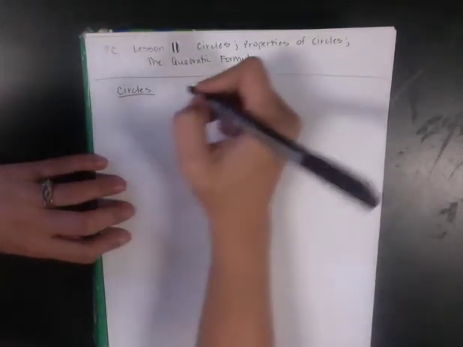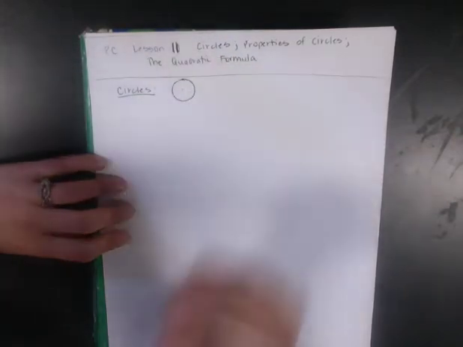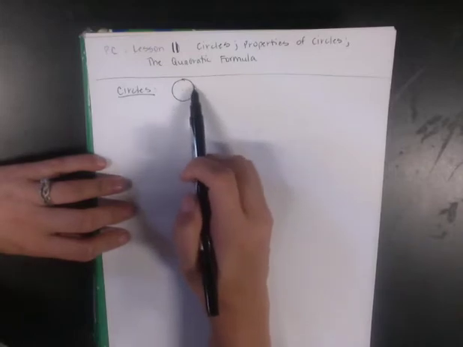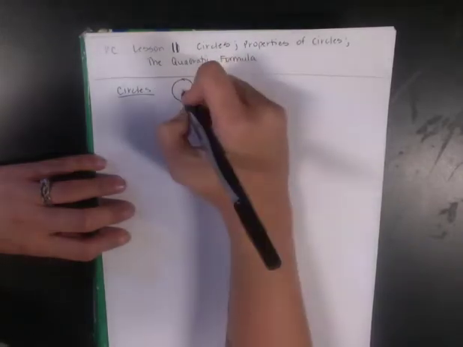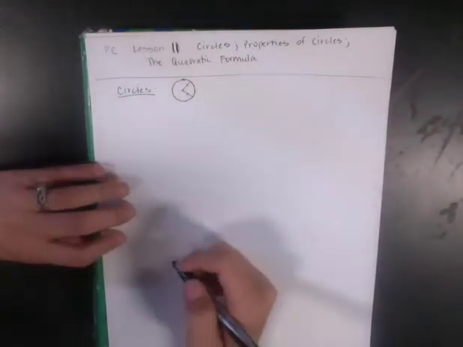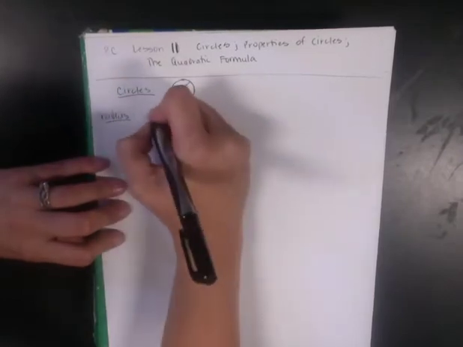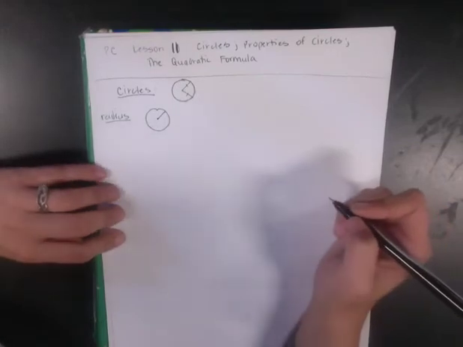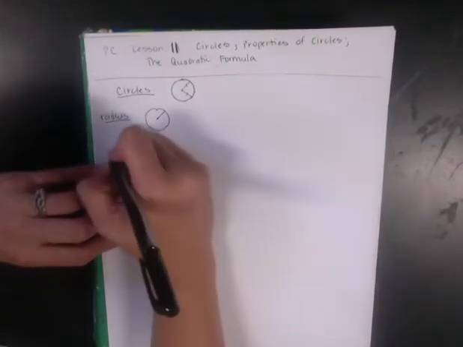Now, we know that a circle itself, if we have a center, is all points equidistant from the center, right? This is our circle. All of these points are equidistant, meaning that our radii are always equal, okay? Now, let's talk about a radius. A radius connects from the center of the circle to any point on the outside of the circle. It's a segment that does that, okay?